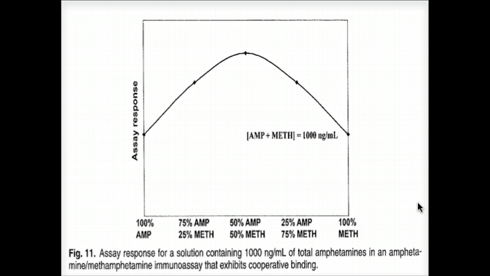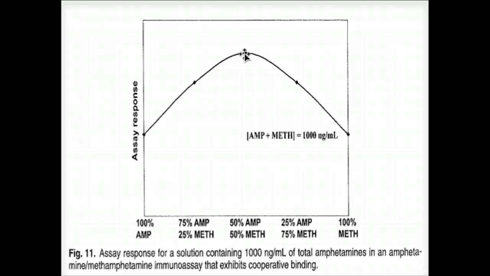Here is the typical cooperative binding curve, and you can see the assay response is right here, and if we presented 100% amphetamine to this assay, we'd get this response. If we presented 100% methamphetamine, we'd get a similar response. However, if we have a sample that has 75%, 25%, or even here 50-50 of amphetamine and methamphetamine, we get a higher response. The assay shows greatest response when amphetamine and methamphetamine are in the same concentrations.